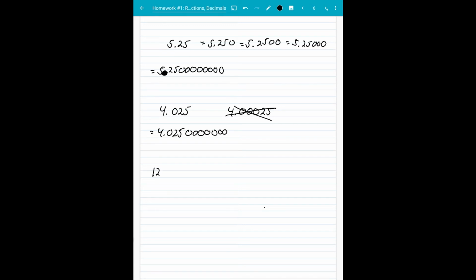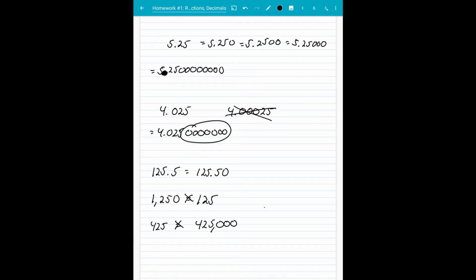If I have 125.5, that's the same thing as 125.50. But think about the other way. What if I have 1,250? Well, I can't take away the 0 and make it 125 because these two numbers are not the same number, right? I can't take the number 425 and add zeros on the end because that changes it to 425,000. You can only have all these trailing zeros if they're on the right side of that decimal right there. So you got to look out for the decimal.